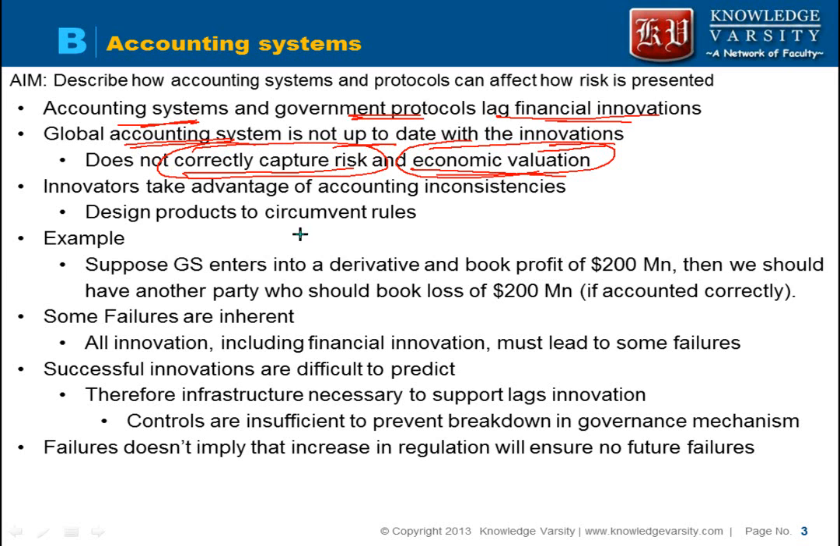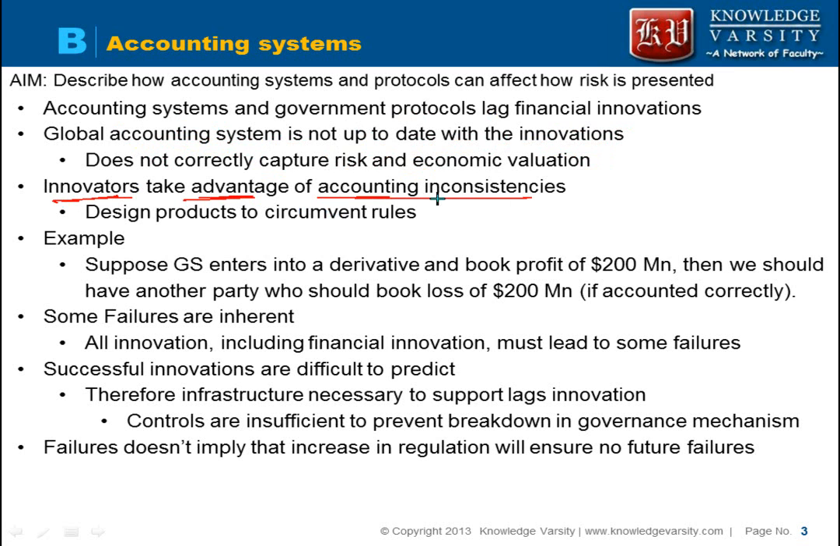We'll see this example. What happens is, because of this not being up to date, innovators take advantage of these accounting inconsistencies. They try to bring up a product which will circumvent these rules. As an example, suppose Goldman Sachs enters into a derivative and books a profit of $200 million. So in that year or that particular quarter, it books a profit.